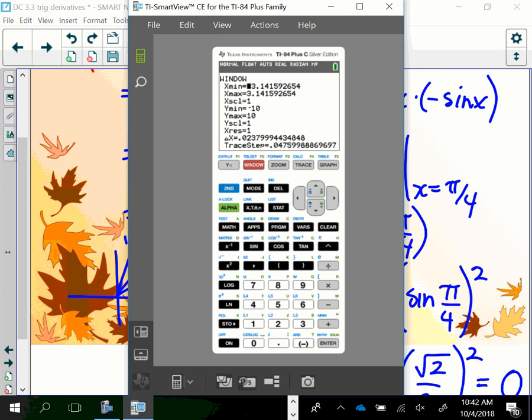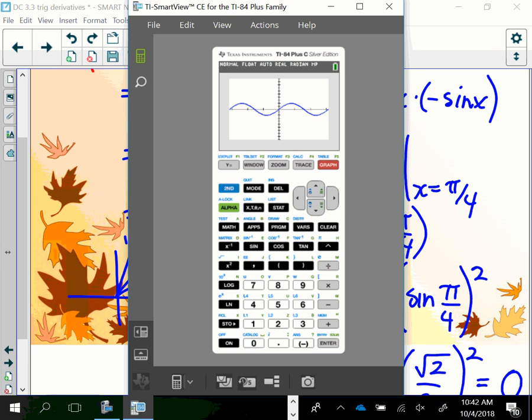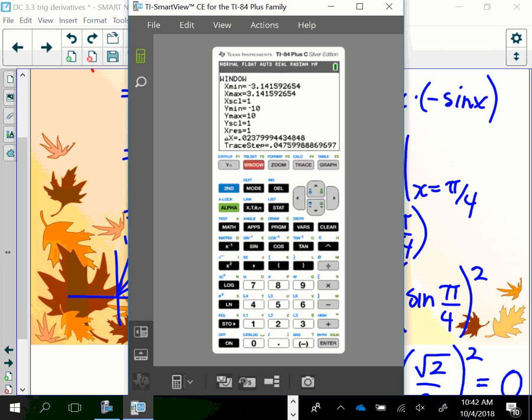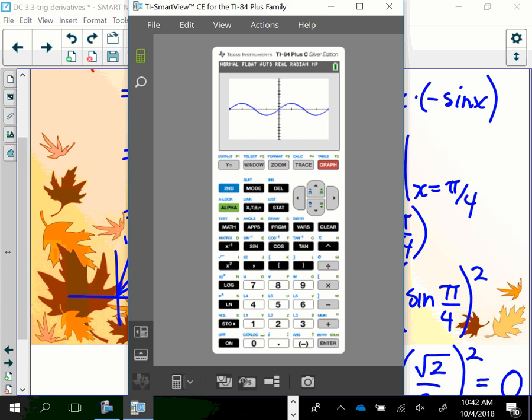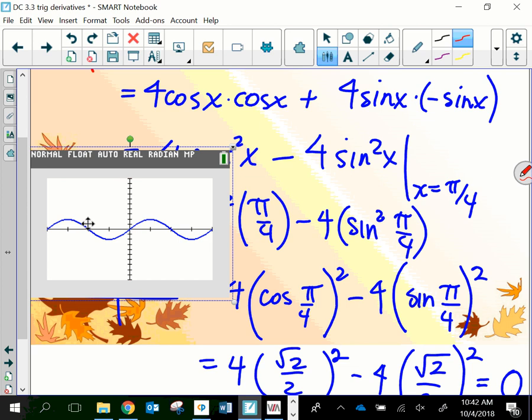Your window, I got negative pi to pi. That probably will work. All right, now, if you don't know the scale, we are looking for pi over 4. Let me just make my scale pi over 4. And that way the first tick mark you see is going to be pi over 4. And you see clearly this has a 0 slope. And that's what we just did here. That's where we did it.